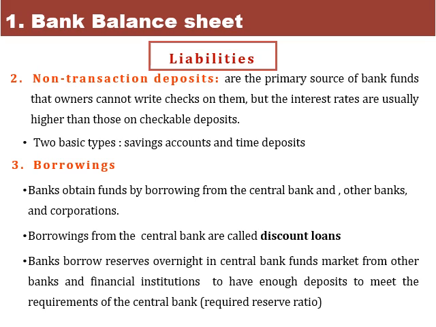The third item on the liabilities side of the balance sheet is called borrowings, which are the funds that banks obtain by borrowing from the central bank or borrowing from other banks and corporations. And usually, when commercial banks borrow from the central bank, these loans are called discount loans, and the charge for this service is called the discount rate.